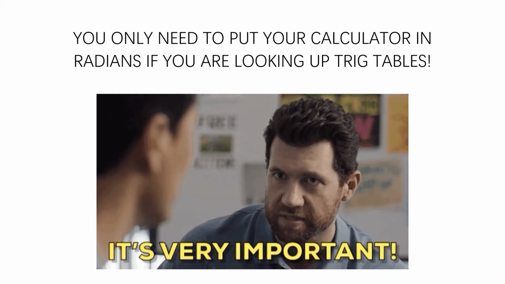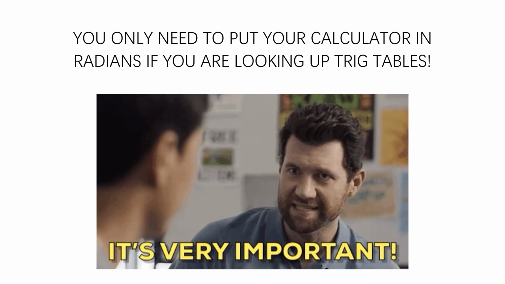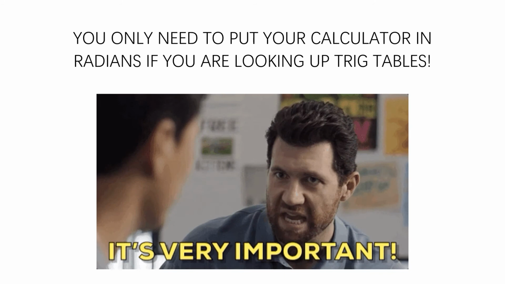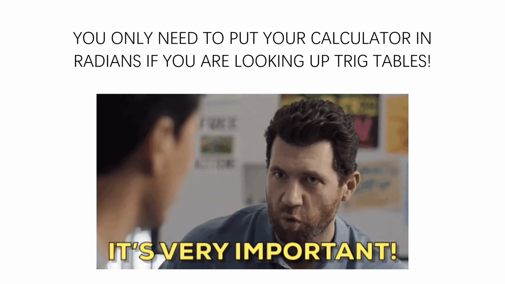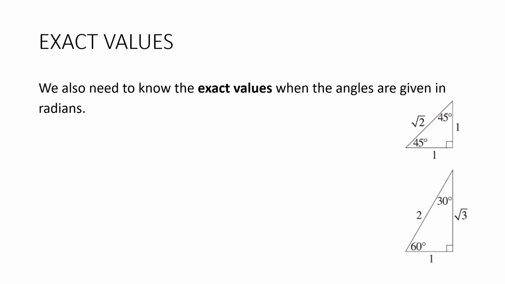Now this is really important. You only need to put your calculator in radians if you're looking up the trig tables. So if you're converting from degrees to radians, you're not looking up sine, cos or tan, so you don't need to change your calculator. We also need to know the exact values when the angles are given in radians.